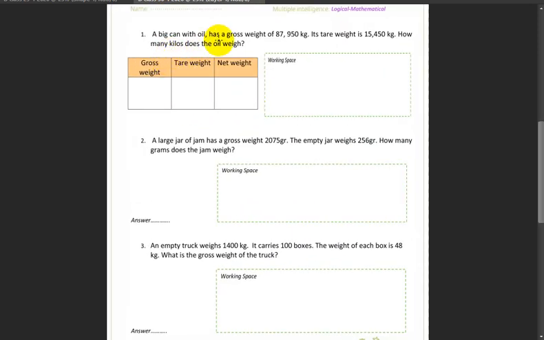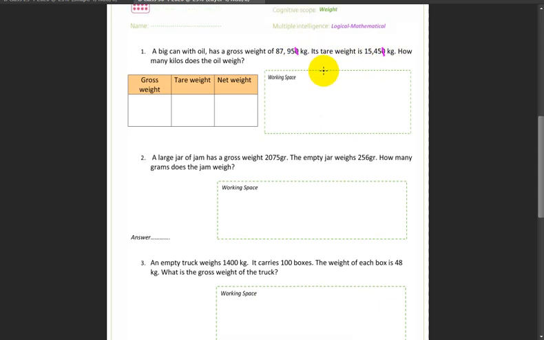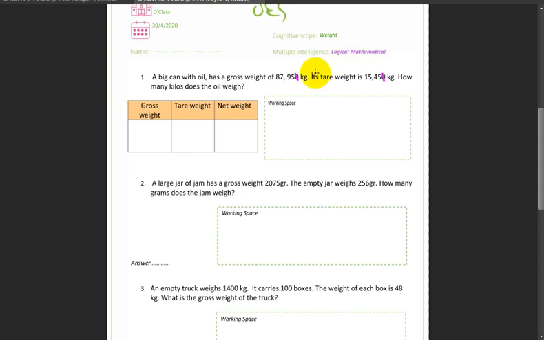Okay, let's go in here. A big can with oil has a gross weight of 87.95 kilograms. Its tare weight is 15.45 kilograms. How many kilos does the oil weigh? If you don't understand why I'm not reading this 0 here, why I don't read the zeros, again, if you don't remember, we've said this before many times when we were doing decimal numbers.